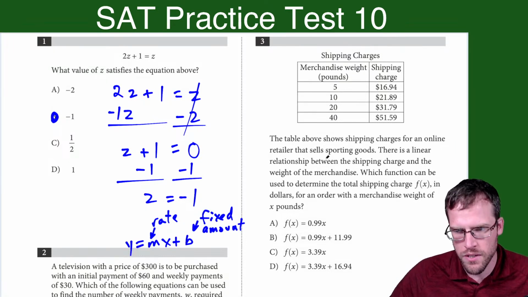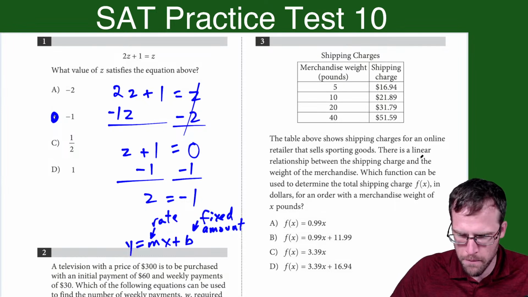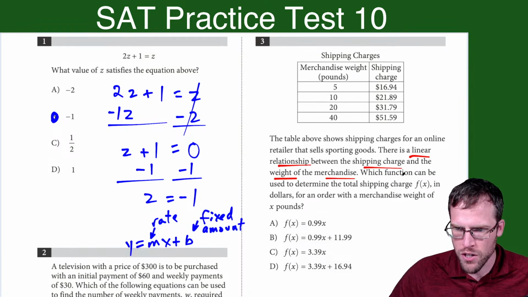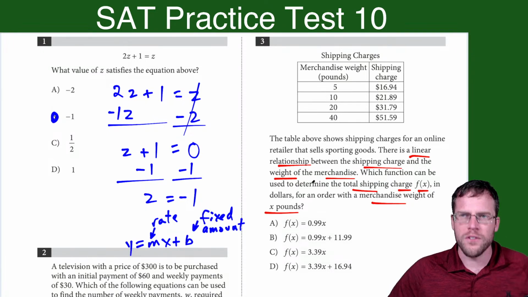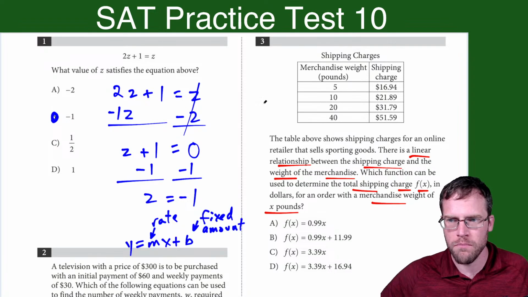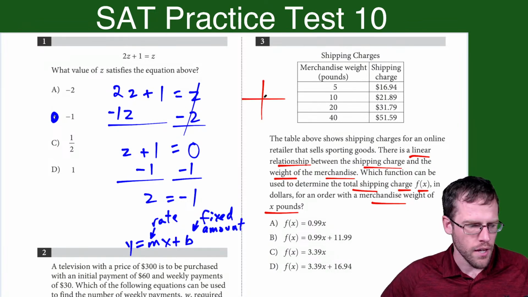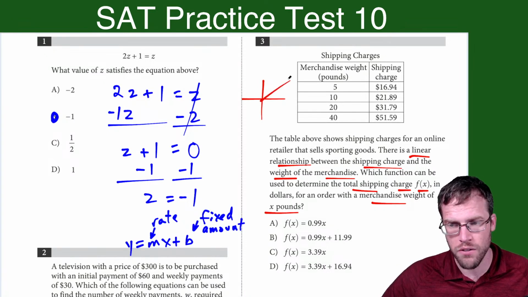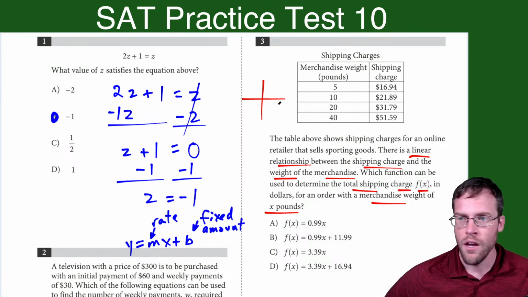All right, we have an online retailer. So there's a lot of fluff to these questions, but here's the important part. There is a linear relationship between the shipping charge and the weight of the merchandise. Which function can be used to determine the total shipping charge f of x in dollars for an order with a merchandise weight of x pounds? So for this one here, we have to be careful. One thing I would do, it is linear, but the trap to this question is thinking that the linear function is starting at 0, 0. That's not necessarily the case for this situation.